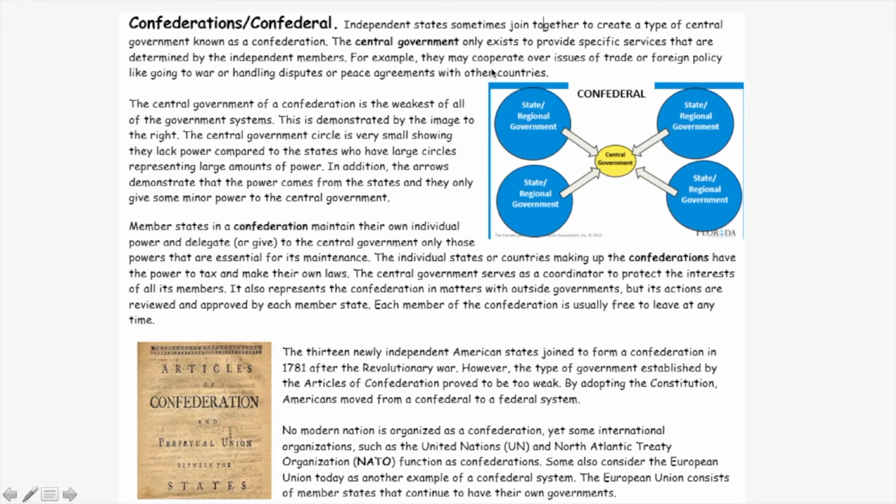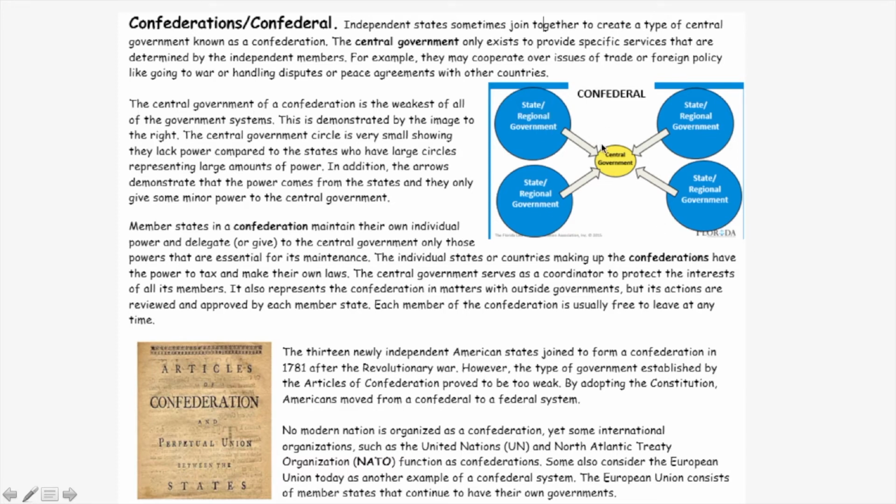For example, they may cooperate over issues like trade or foreign policy, like going to war, or handling disputes or peace agreements with other nations. But that's it. Each state is going to rule themselves like their own little independent country. And then occasionally they're like, we should probably talk to each other and work together with the central government because we have a country that wants to go to war with us. So maybe we should work together to handle that. Or maybe they want to create a peace agreement with another nation. But that's it. Otherwise they're their own little independent countries doing their own thing. But we're claiming we're all together.